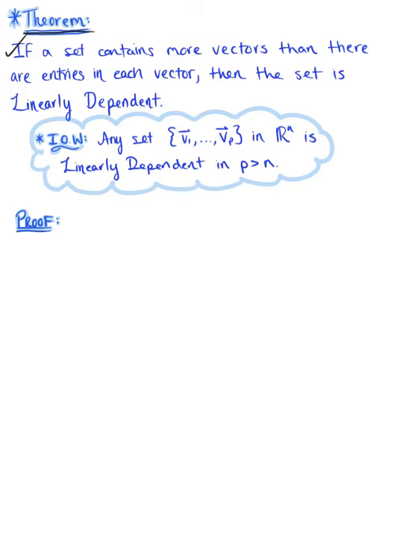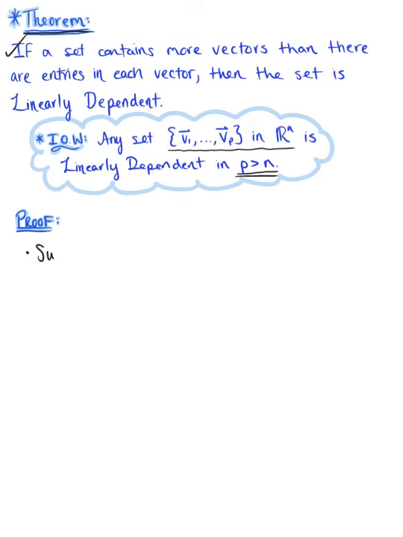So in other words, a set of vectors, say vectors v sub 1 through v sub p in Rn, is linearly dependent if p is greater than n. So if the number of unknowns is greater than the number of equations. We need to prove this statement so that we can take advantage of it.